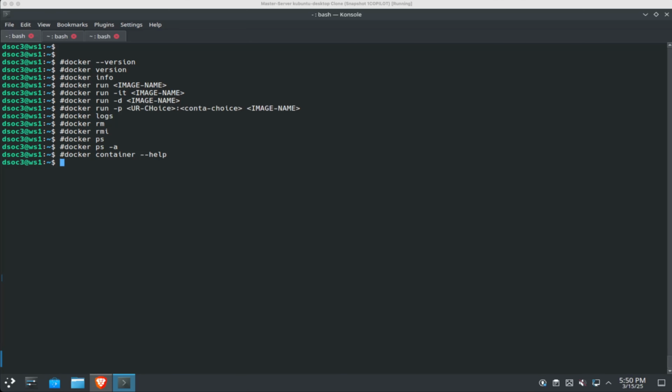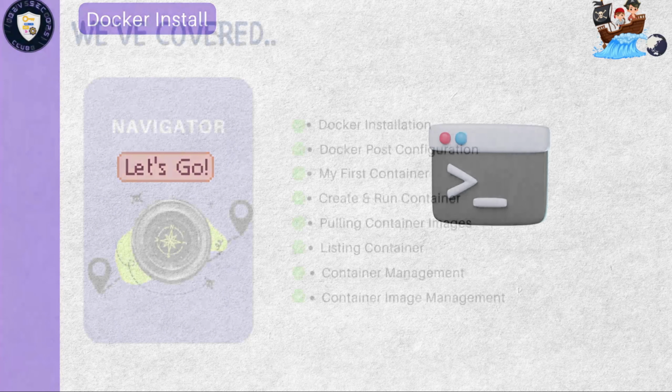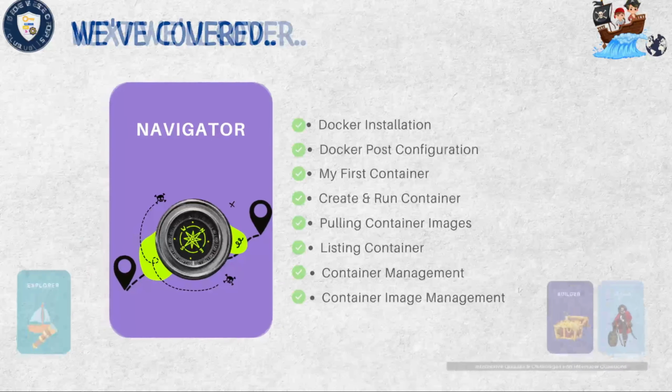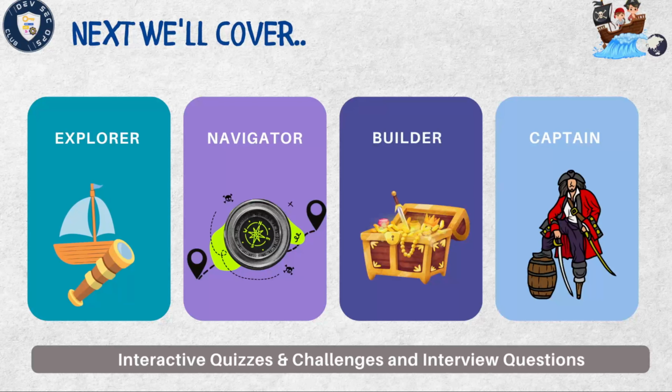So with that said, let's go back. Okay, so that's what we covered today: Docker installation, post configuration, my first container, then my second container as well, and we create and run the container, pulling container images, right? And of course we list them, and I already summarized all the things we have done. Next is our builder and captain, which we are going to cover in part 2.